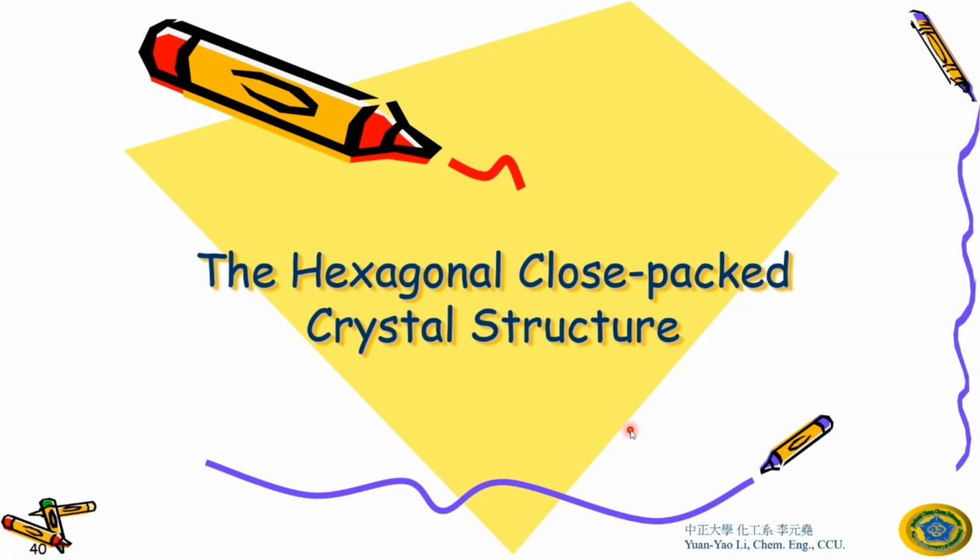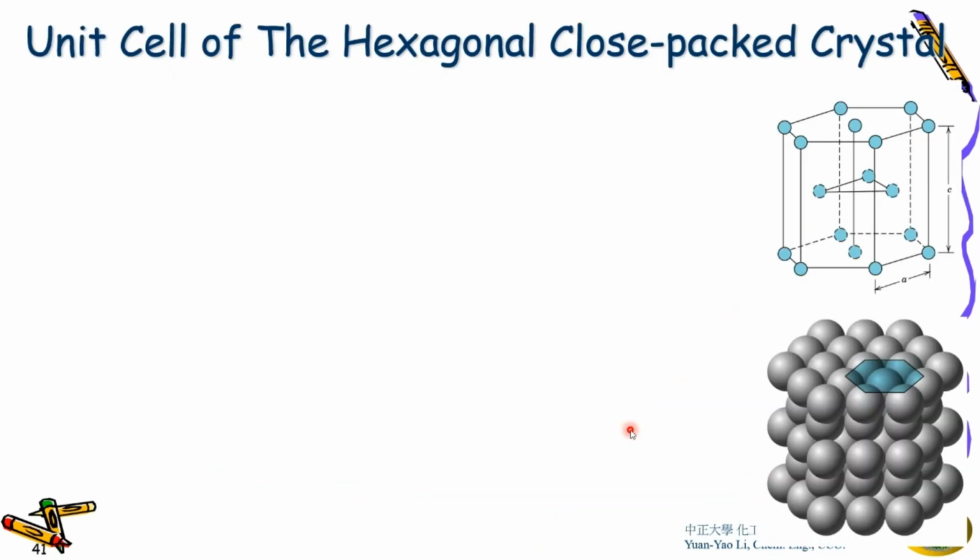Right. So the next case is called the hexagonal close-packed crystal structure. The unit cell of the hexagonal close-packed crystal structure is this.